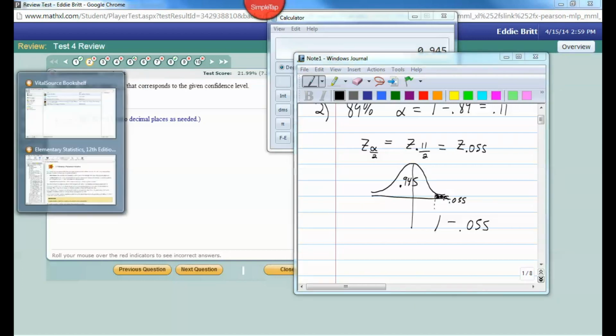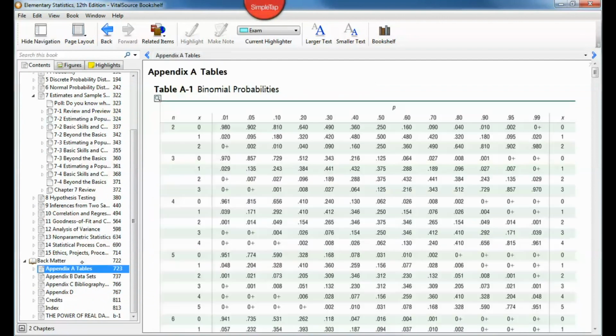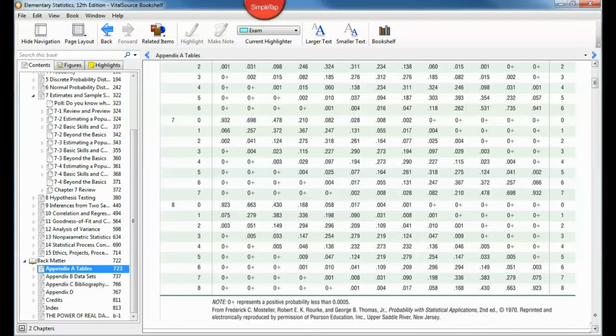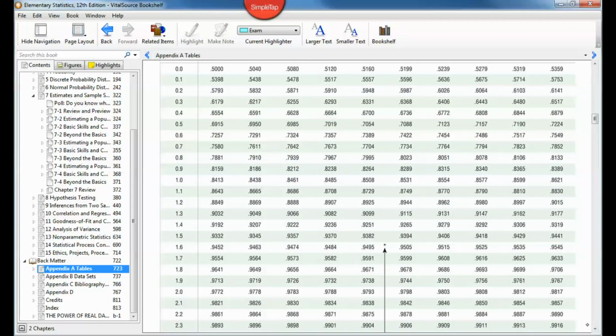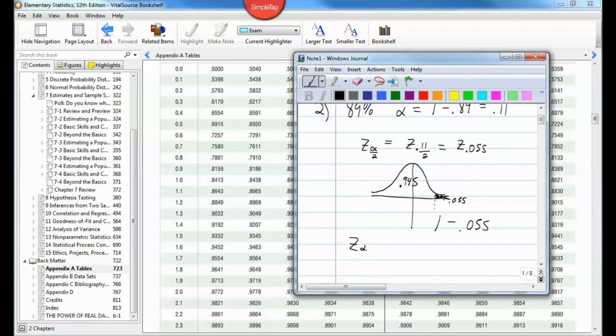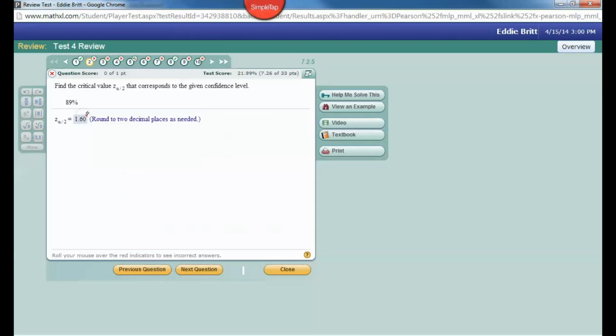So we need to go to our z-score chart. Alright, pull that up. We're looking for the area, so this stuff on the inside, 0.945, the closest we can get to that. There's 0.93, 0.94, 0.952. That's really close. Probably not going to get any closer than that. So that's going to be 1.60. This is the 0 column. So our critical z for this is 1.60. You can see right here, 1.60.